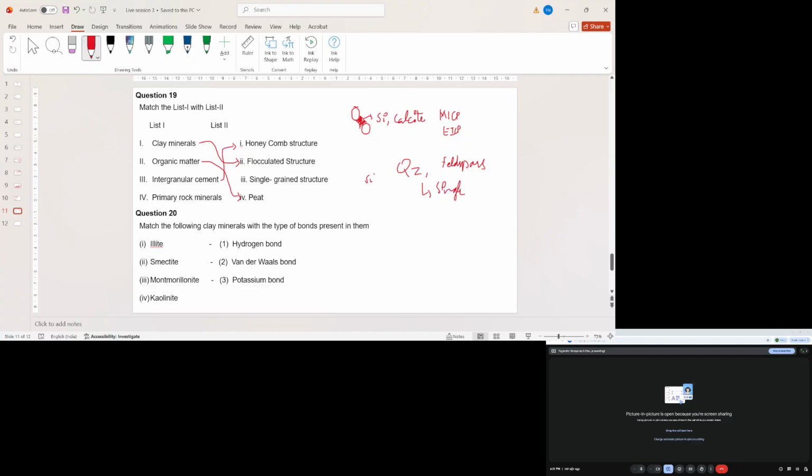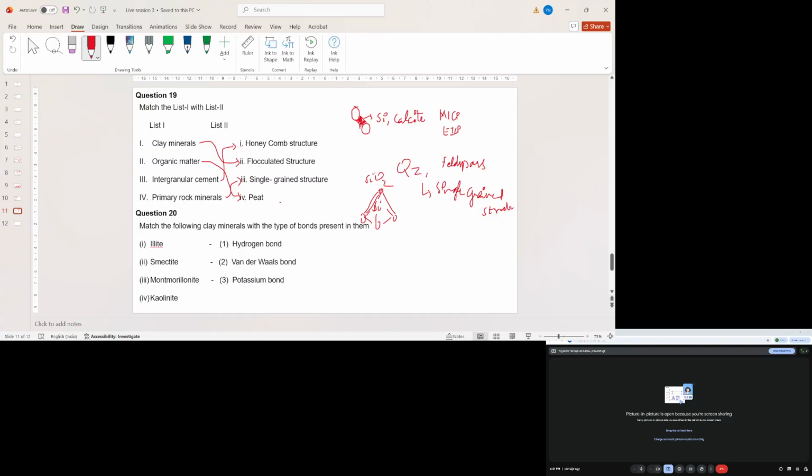Quartz is essentially SiO2, which exists like this. Its valence is 4, which is like this. But single grain structure. Primary rock minerals, single grain structure. All right. Any doubts?